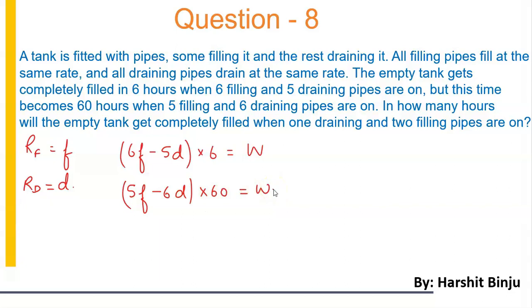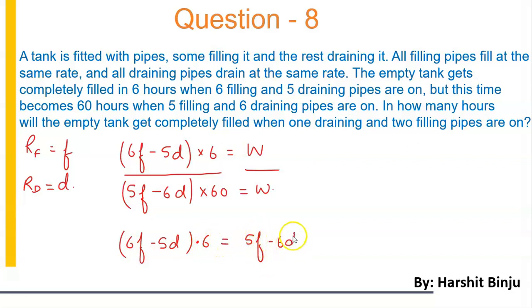Now the first thing that I have to do is figure out a relationship between F and D. So why don't we divide the two equations? Or in other terms, you can simply equate them. So you will have 6F minus 5D into 6 is 5F minus 6D into 60. So this goes out. This here is 10. 6F minus 5D is equal to 50F minus 60D.